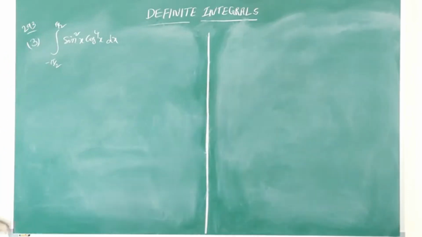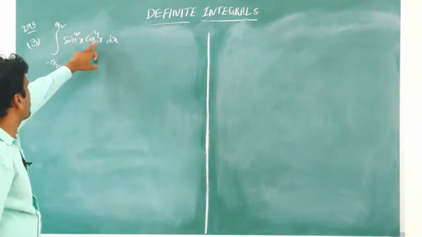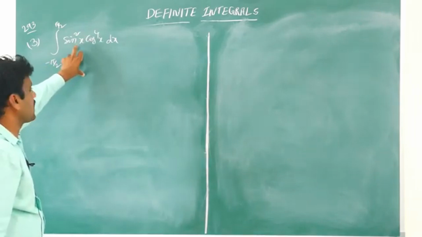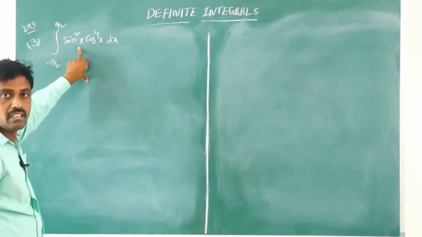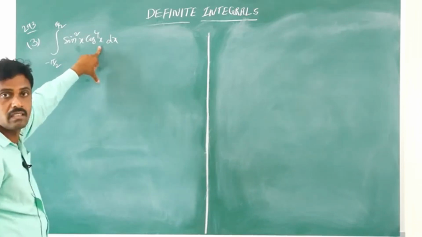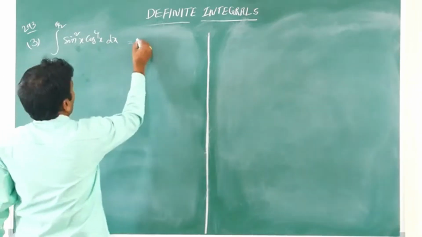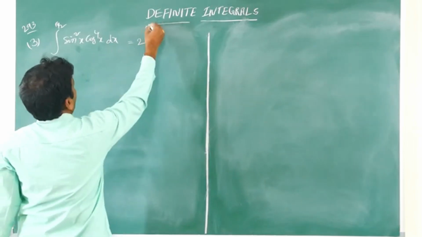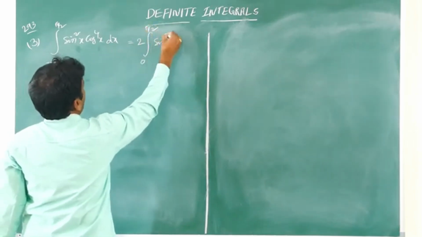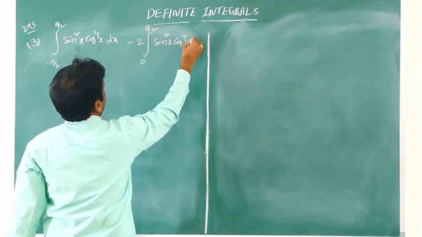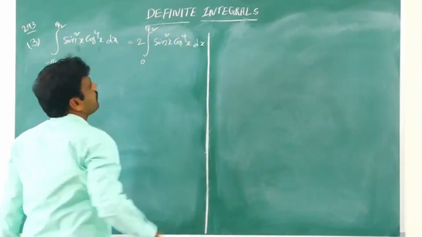Minus a to a means even or odd. Both powers are even. Therefore, this function is an even function. Sin of minus x is minus sin x, of course power even, positive. Cos of minus x is plus cos x. Even. Therefore, 2 into integral 0 to a sin power 2 x cos power 4 x dx.